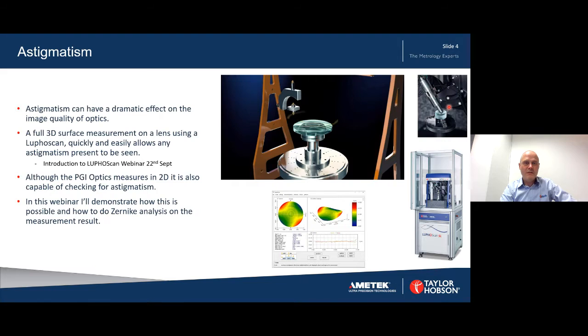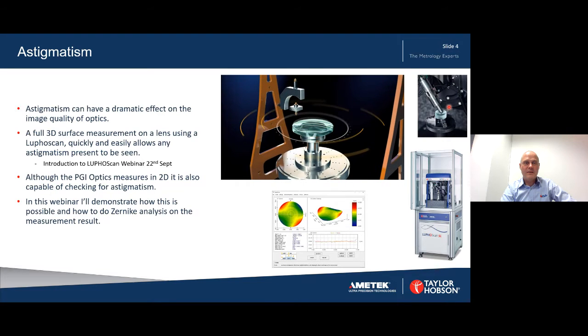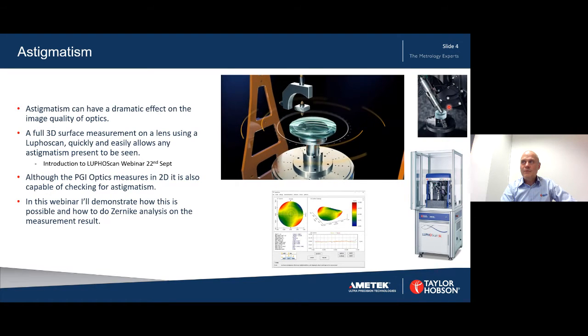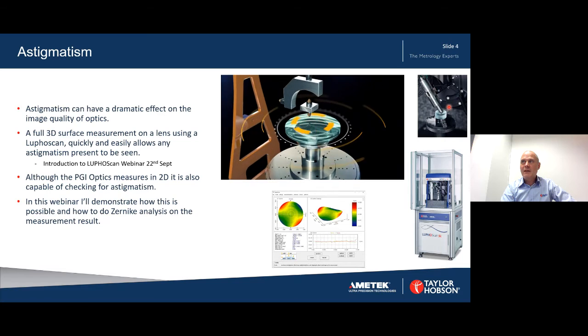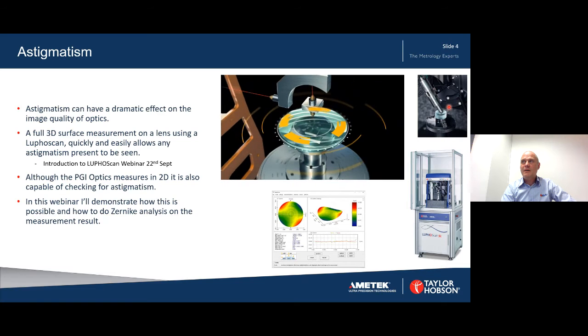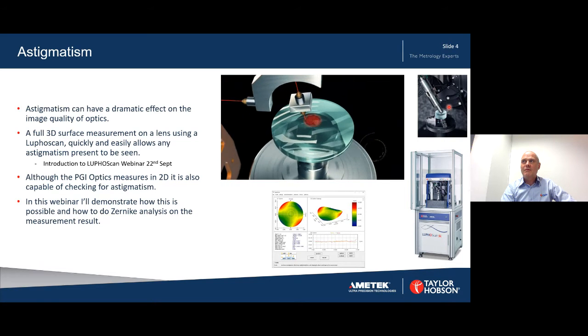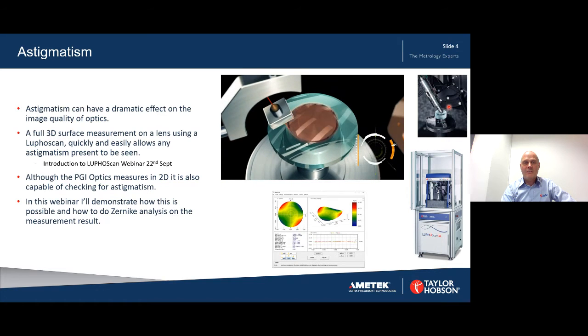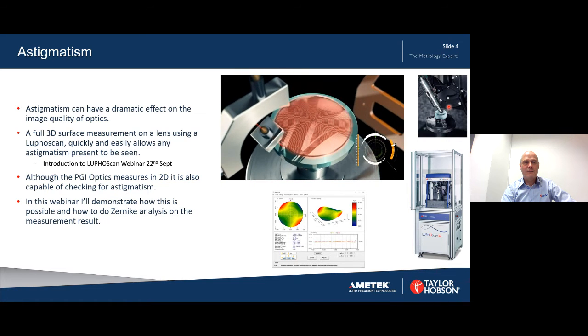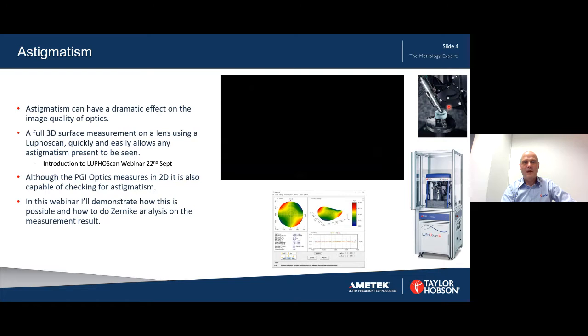Just very briefly, for those of you that haven't seen this, we take a spiral scan over the surface of the optic, and in doing that, it allows us to very quickly and accurately collect data across that whole surface, which obviously allows us to see astigmatism. You can see an example of a result down at the bottom here from a Lufascan.